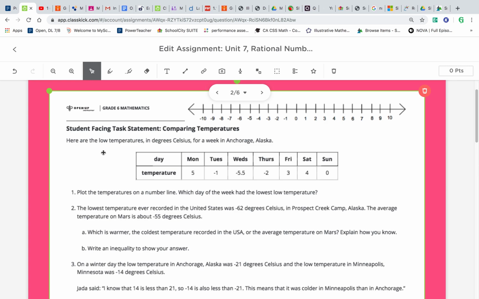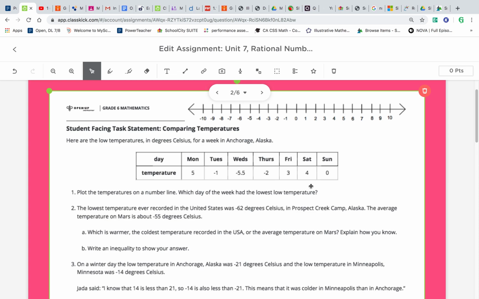All right, so they say here are the low temperatures in degrees Celsius for a week in Anchorage, Alaska. Okay, not a very warm place. You can see the temperatures here for the week. And they would have supplied the temperatures on a number line and figure out which day of the week had the lowest temperature. So I've added in a number line for you here, and we're going to plot all of the temperatures from all of the days on there.